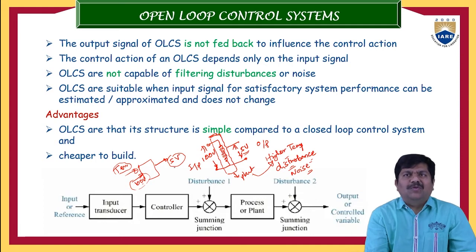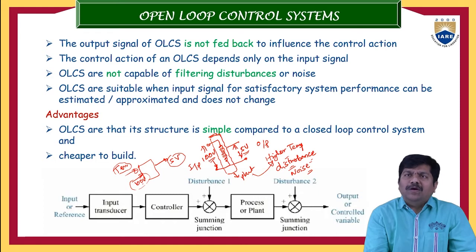Because of that, in an ideal system, if 100 volts is given, we are going to get 5 volts. But in the practical case, that is not possible. Why? Because in addition to the 100 volts, temperature and other disturbances will also act as inputs to the plant. Because of so many inputs, the desired output may not be attained. That is the reason here.